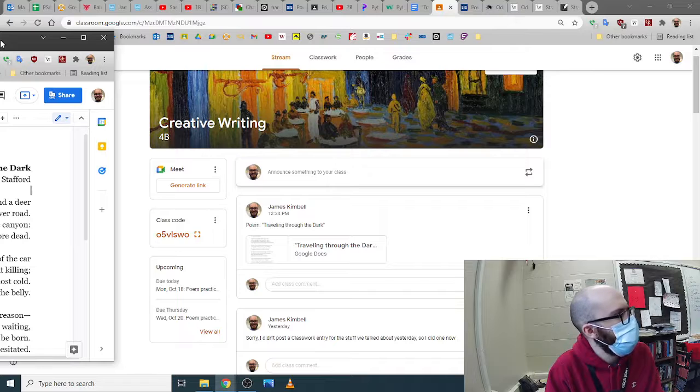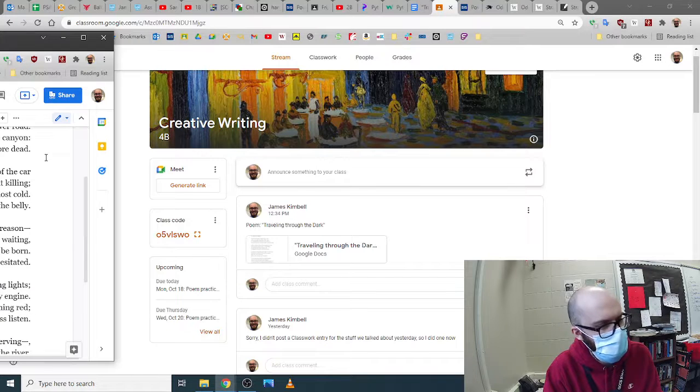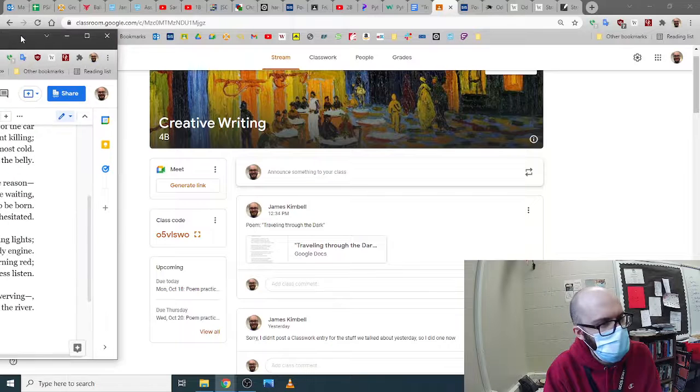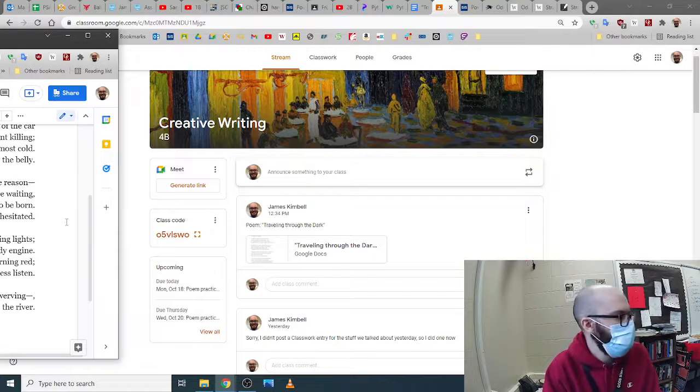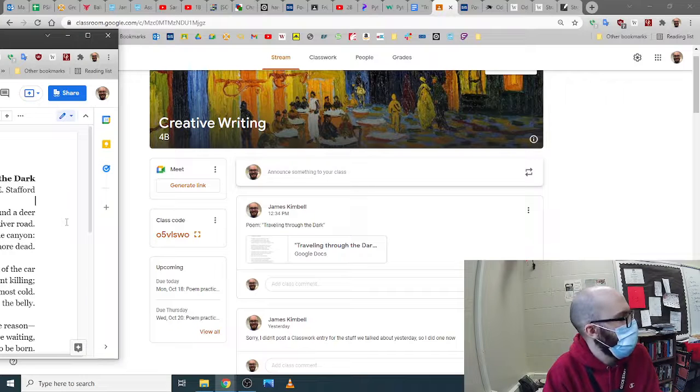Imagine you had covered this up with your hand or only seen the last part. Deer, road, canyon, dead. Car, killing, cold, belly. Reason, waiting, born, hesitated. Lights, engine, red, listen, swerving, river. If you had just that and none of the other words, you'd still pretty much get it, right? You'd still know the classic who, what, when, where stuff of the facts of the situation. You'd still get the little bit of rhyme that we have. You'd still get all of the key sounds that we need with our poetry.